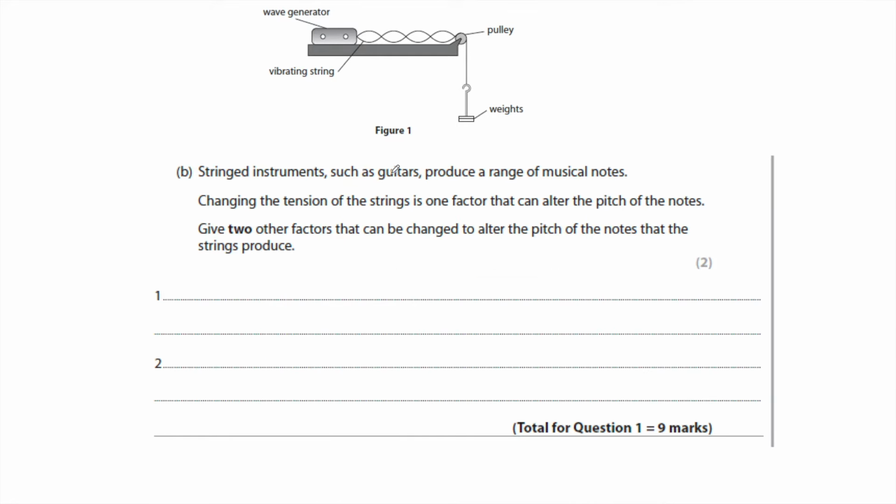String instruments such as guitars produce a range of musical notes. Changing the tension on the string is one factor that can alter the pitch of notes. Give 2 other factors that can be changed to alter the pitch of notes that the strings produce. Remember to read the question carefully. So many candidates write the tension when they've already been told it. So of course, if you change the length of the string, that's going to change the pitch. And secondly, the thickness of the string changes the pitch, which is because of the mass per unit length.